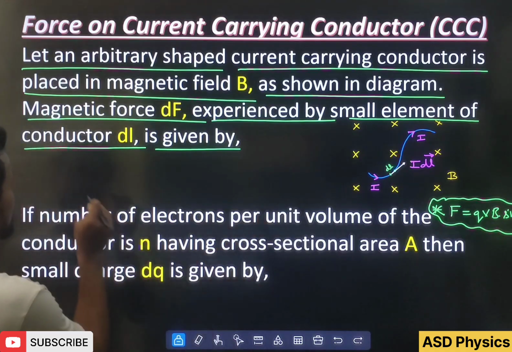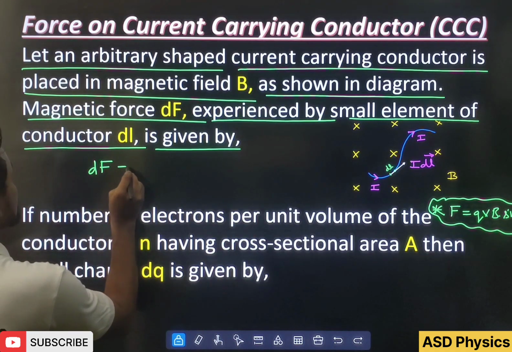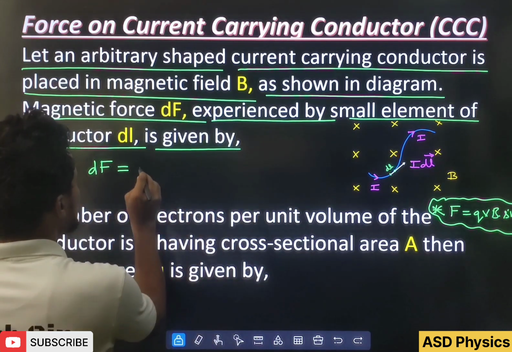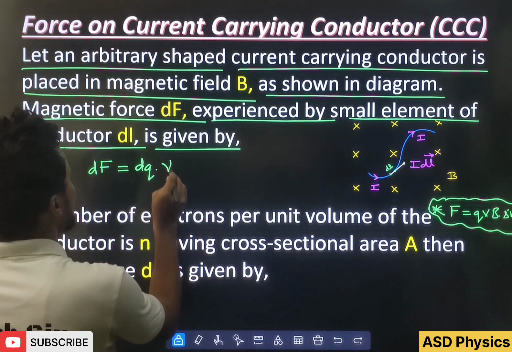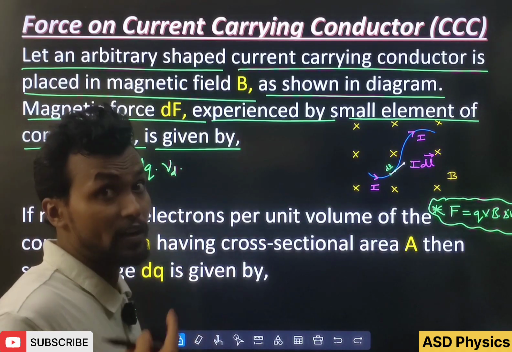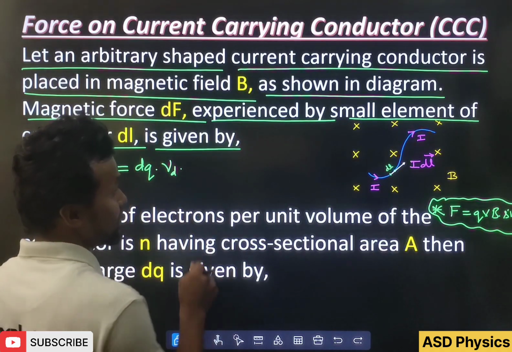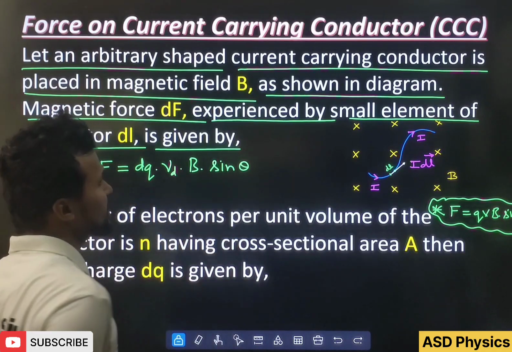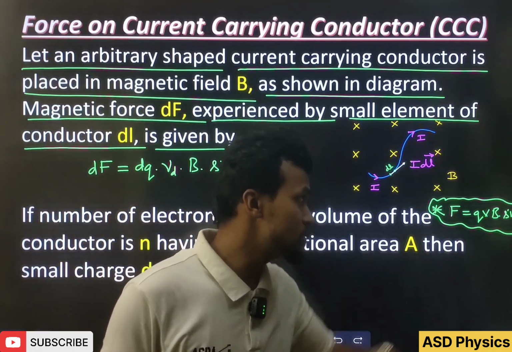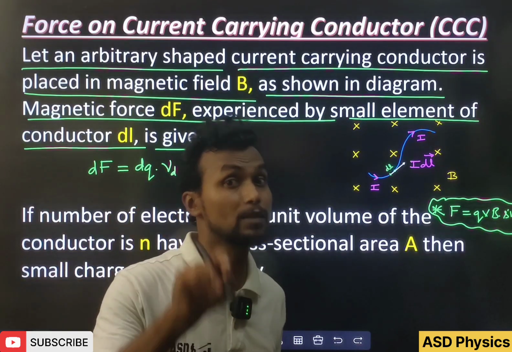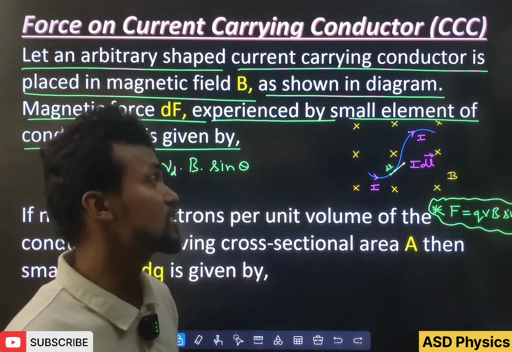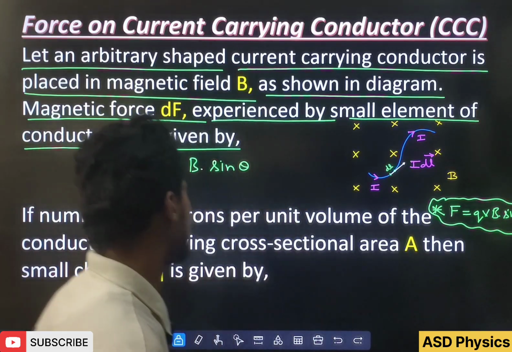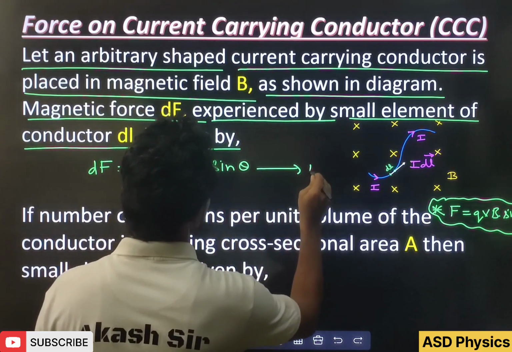So from here, if I write a very small force dF, you know very well the current element is small, so the charge will also be small. So I can write dq. Okay, and this charge will move with the drift velocity. We have learnt this in current electricity. After that, in the same way I can write B into sin theta. Here theta was the angle between velocity and magnetic field in that situation, but in this situation theta is the angle between the current element and the magnetic field. Okay, now let's take this as equation 1.